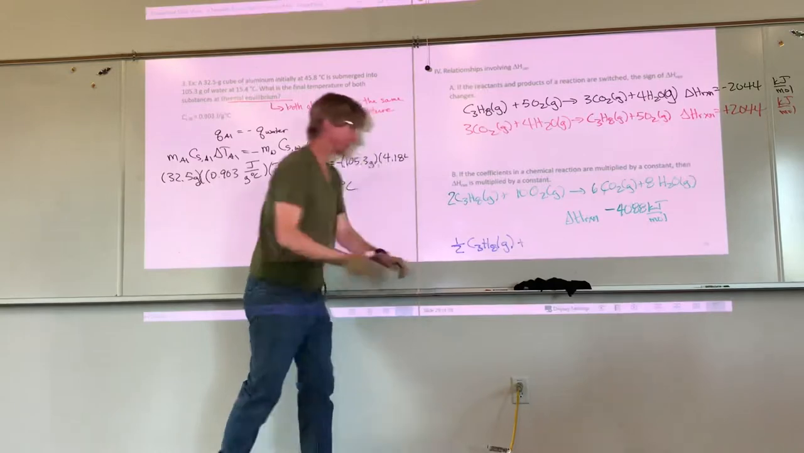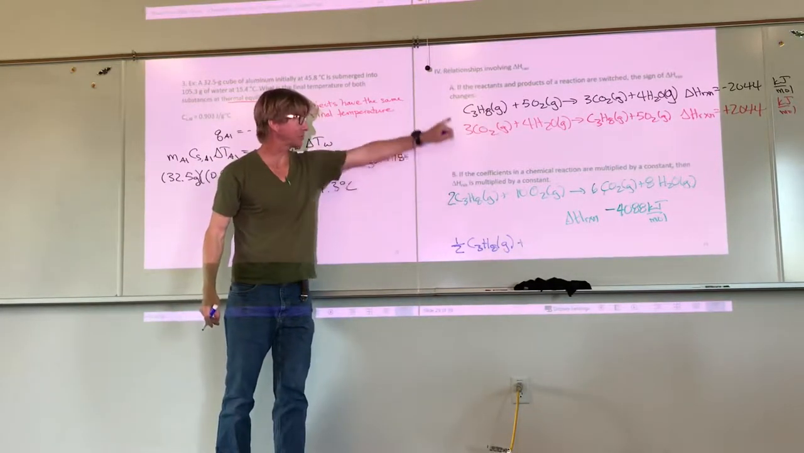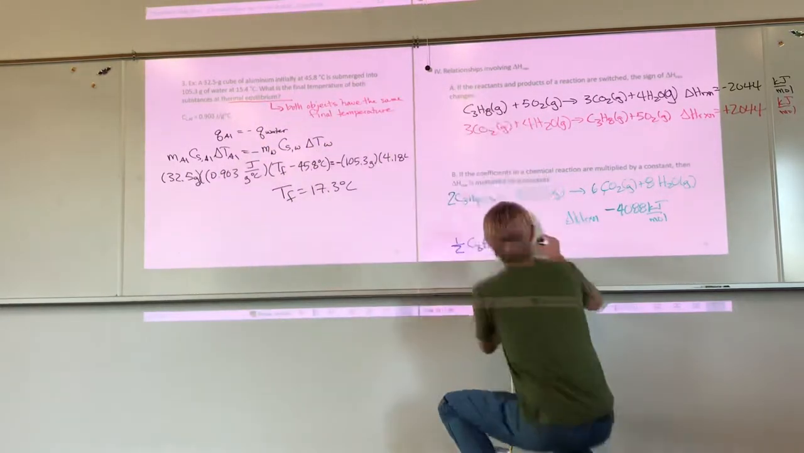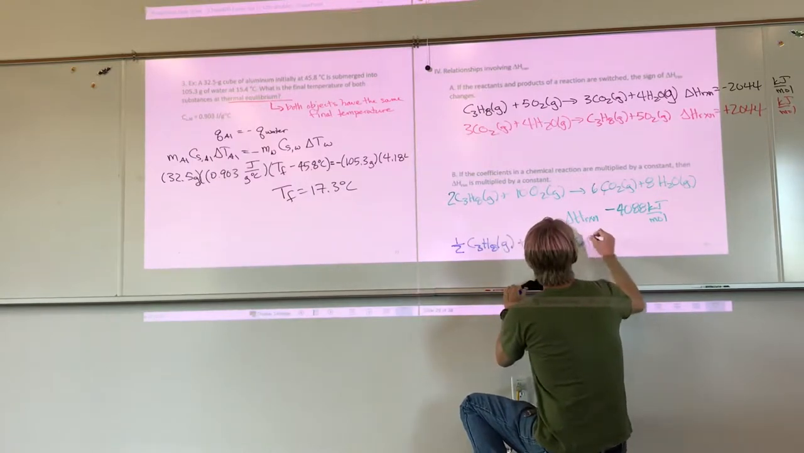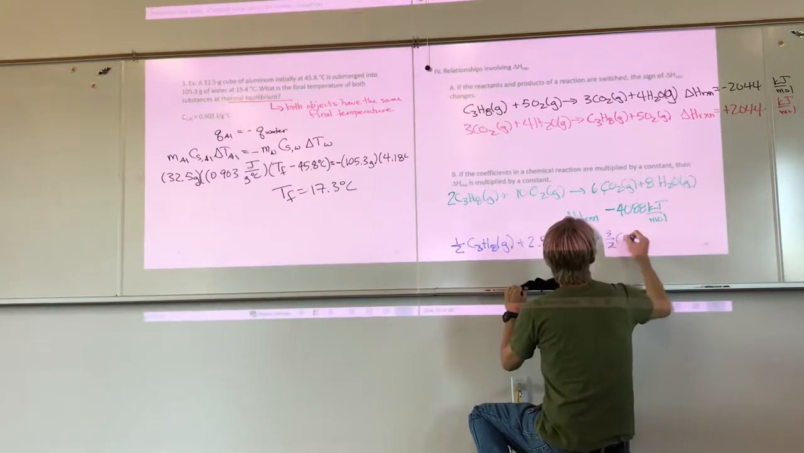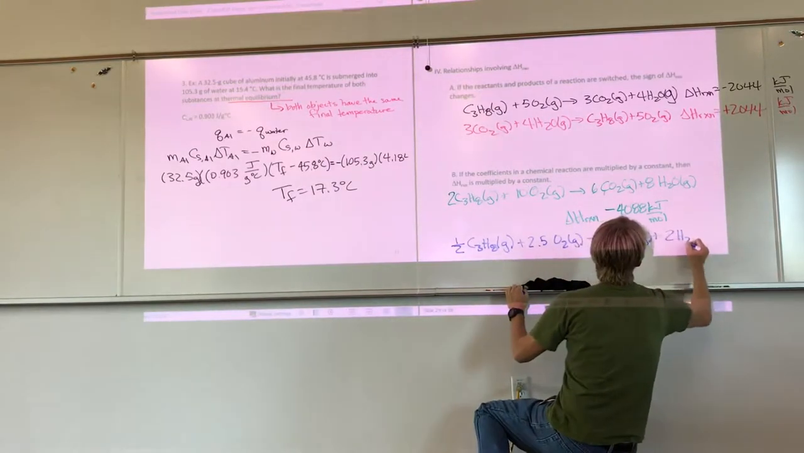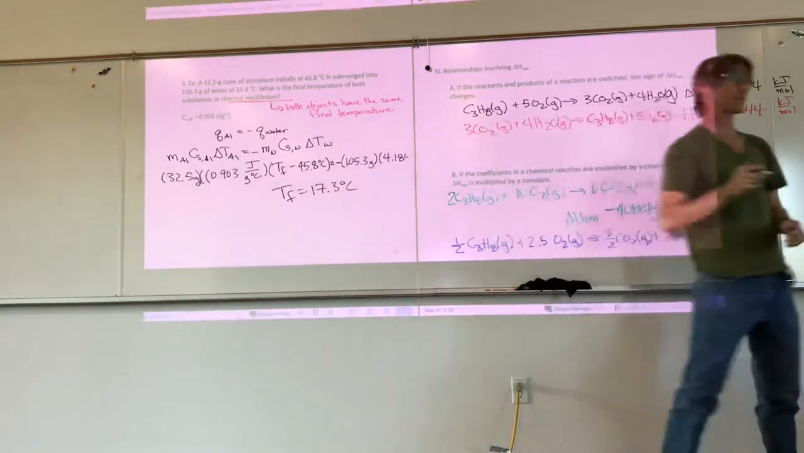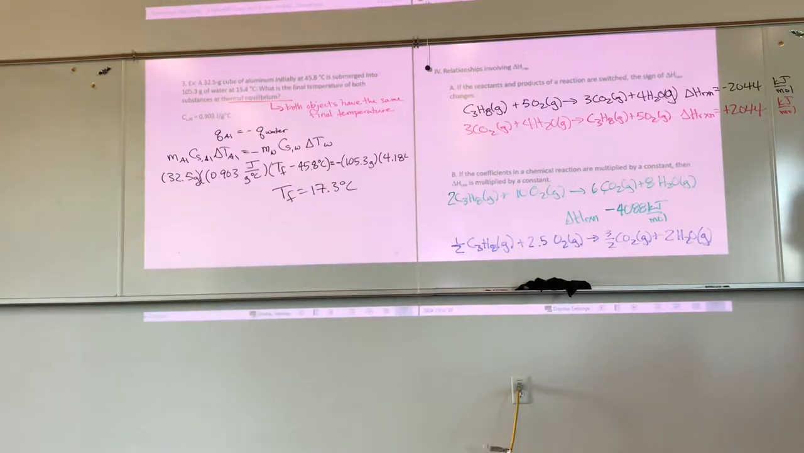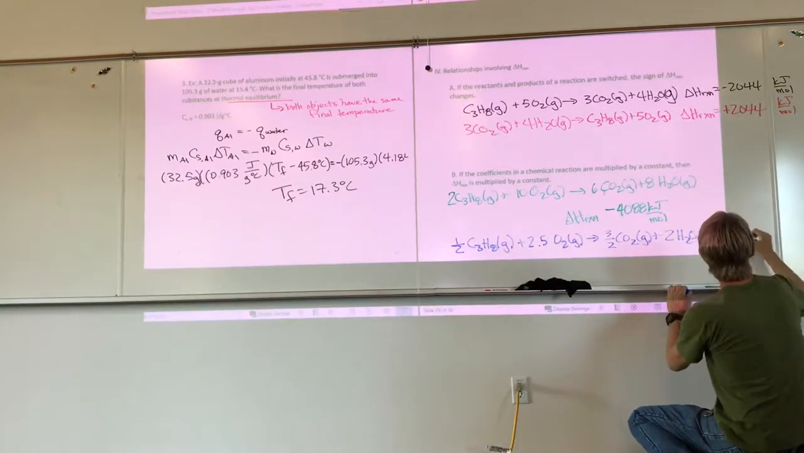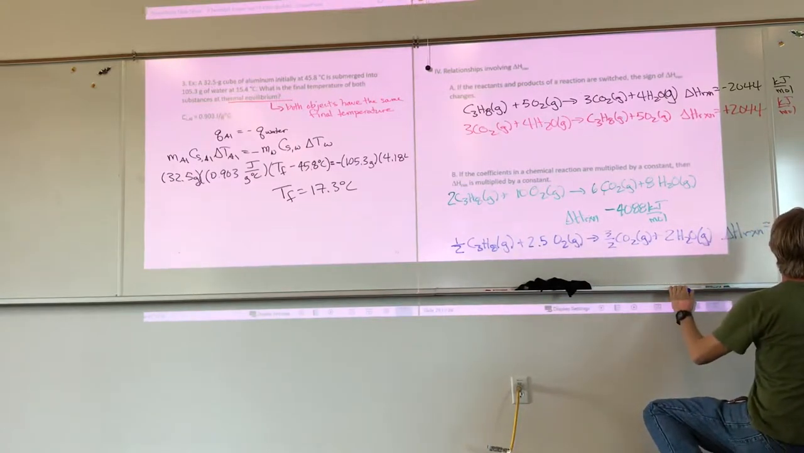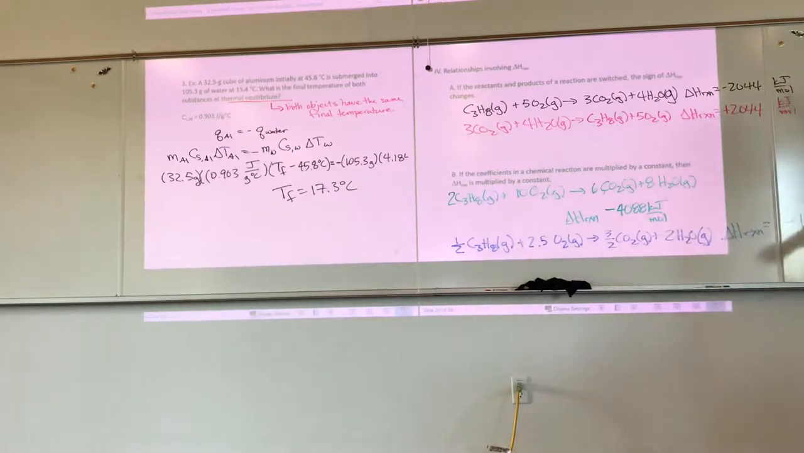By the same token, if I cut everything in half, so I have half propane plus 2.5 oxygen, also legit, I cut my delta H in half. Delta H reaction for this process, minus 1,022 kilojoules per mole. Delta H reaction for this, cut the coefficients in half, cut the delta H reaction in half, minus 1,022 kilojoules per mole.